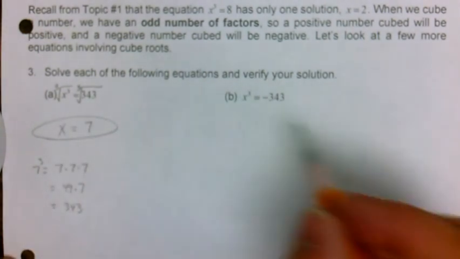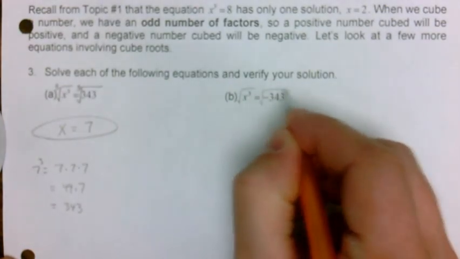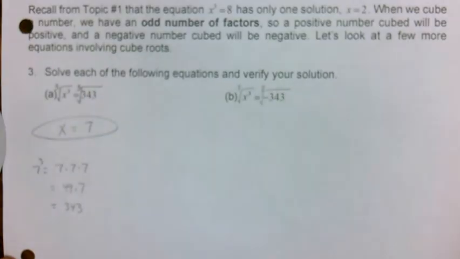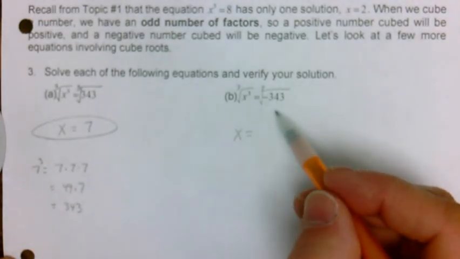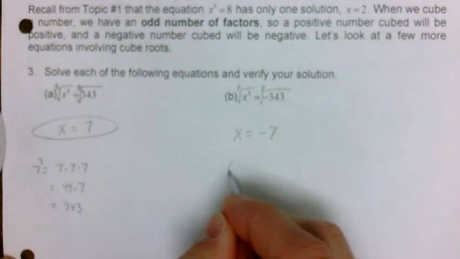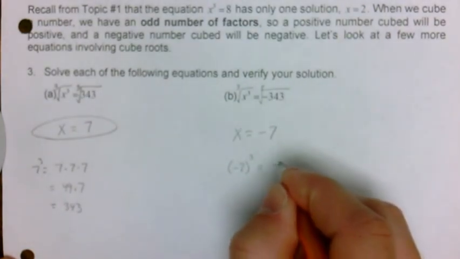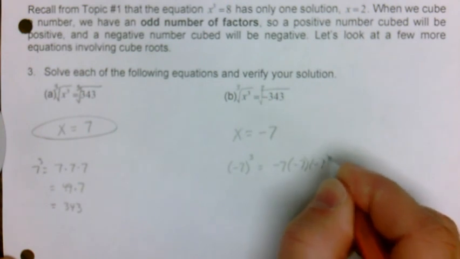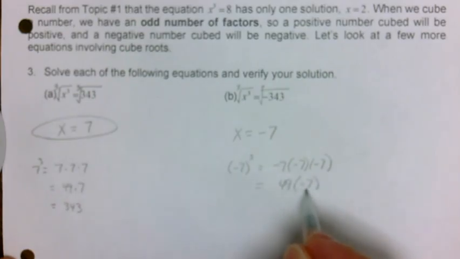Well, let's look at letter B here. Now x cubed is equal to negative 343. Again, to get the value of x, we're going to take the cube root on each side. The cube root of x cubed is x, and the cube root of negative 343 is negative 7. If we verify that, negative 7 cubed, making sure the negative 7 is in parentheses, means negative 7 times negative 7 times negative 7. Negative 7 times negative 7 gives positive 49, but when we multiply 49 by negative 7, we get negative 343.